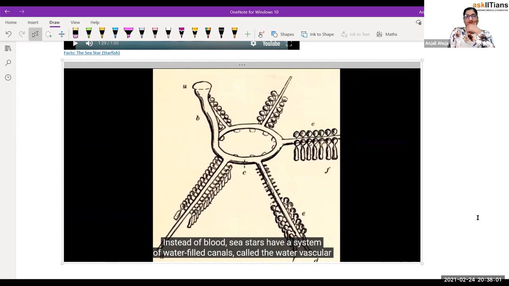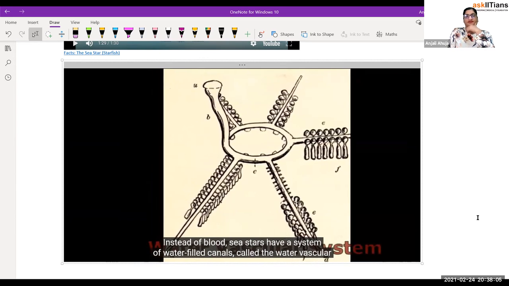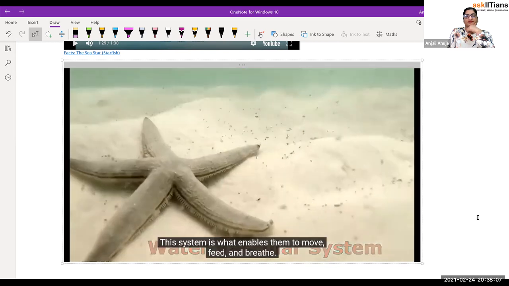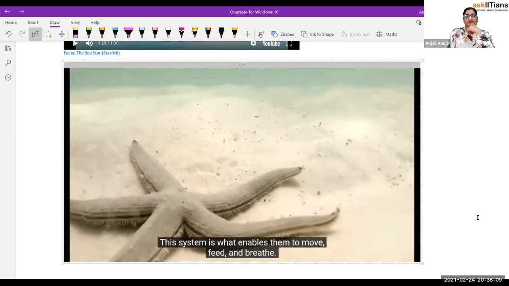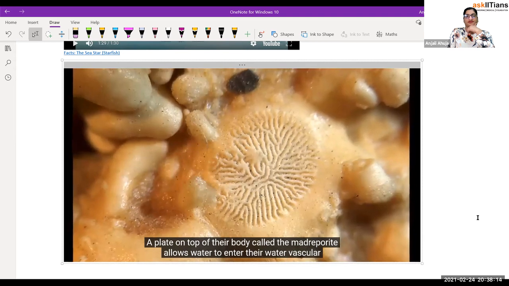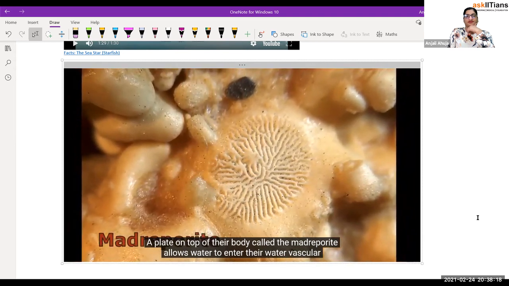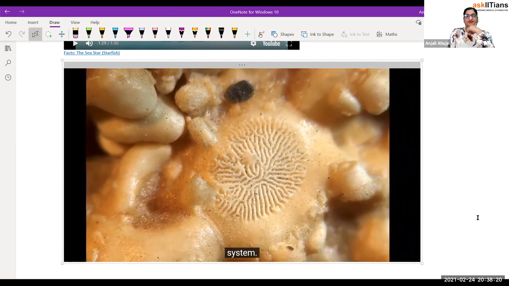Instead of blood, sea stars have a system of water-filled canals called the water vascular system. This system is what enables them to move, feed, and breathe. A plate on top of their body called the madreporite allows water to enter their water vascular system.